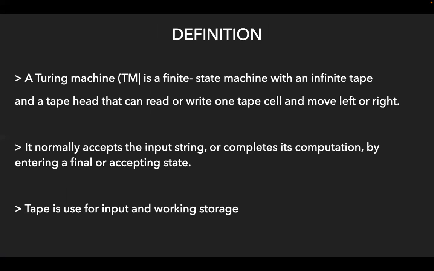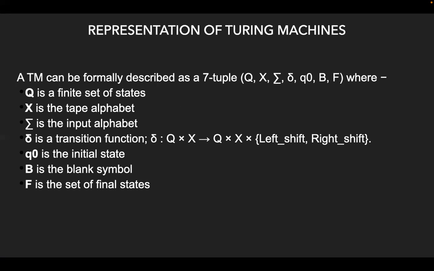It normally accepts the input string or completes its computation by entering a final or accepting state. Tape is used for input and working storage. A Turing machine can be formally described as a seven tuple, where Q is a finite set of states, X is the tape alphabet, sigma is the input alphabet, delta is a transition function, Q naught is the initial state, B is the blank symbol, F is the set of final states.